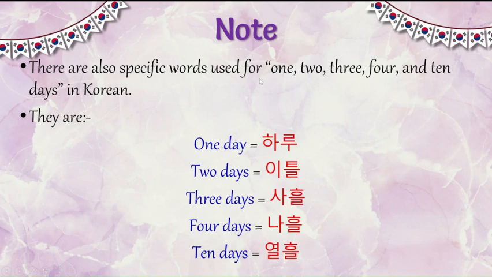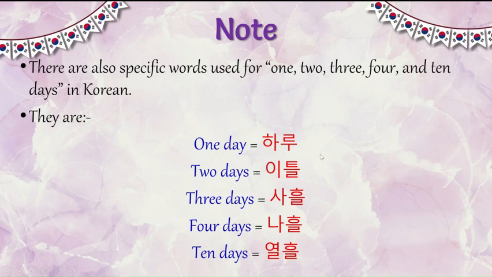There are also some specific words that are used for 1, 2, 3, 4 and 10 days in Korean. These are used more commonly, more usually, as compared to the general way of telling days in Korean. Okay, general way kya hai? For 1 day, if you look at the pattern, you are going to say il. Il stands for 1 in Sino-Korean number, and day also stands for 1. Il. But the more common way to say 1 day in Korean is haru.